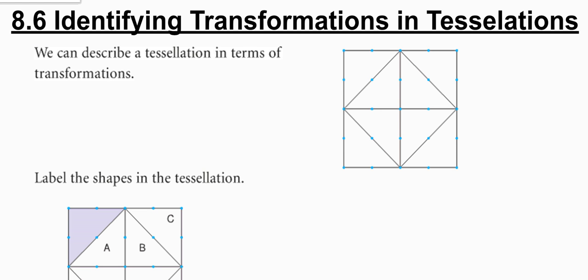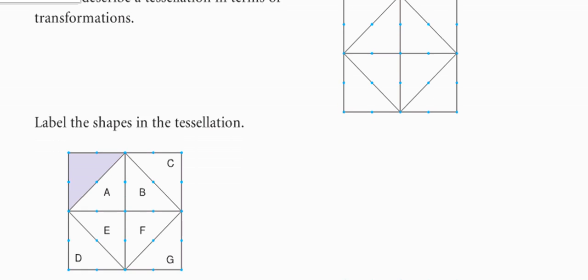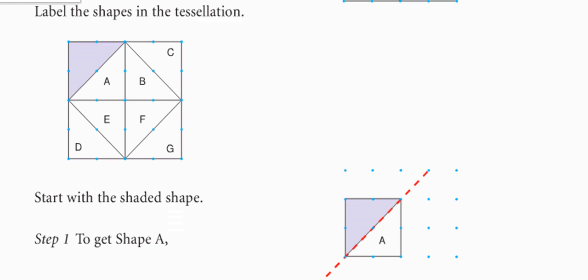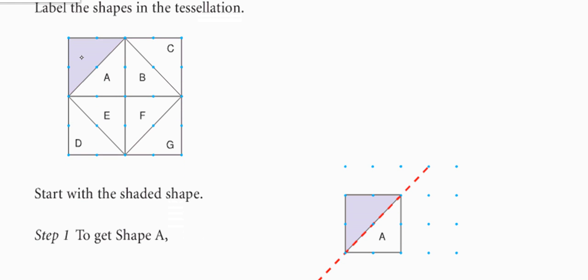In this lesson, we are going to be talking about identifying transformations in tessellations. So when we have a tessellation such as this one here, we can actually choose one of these shapes and get each of the next ones by using the transformations we've started learning about at the beginning of this section. So if we're going to use this shape, we're going to start with this shaded purple one.